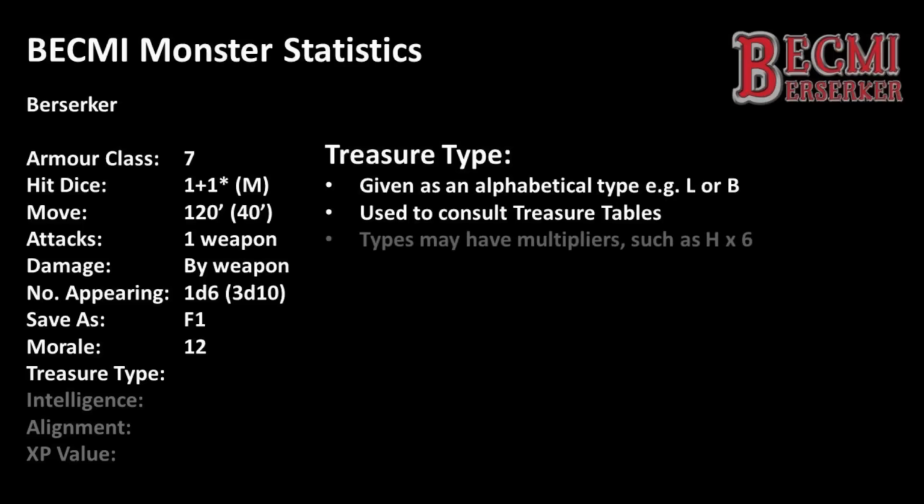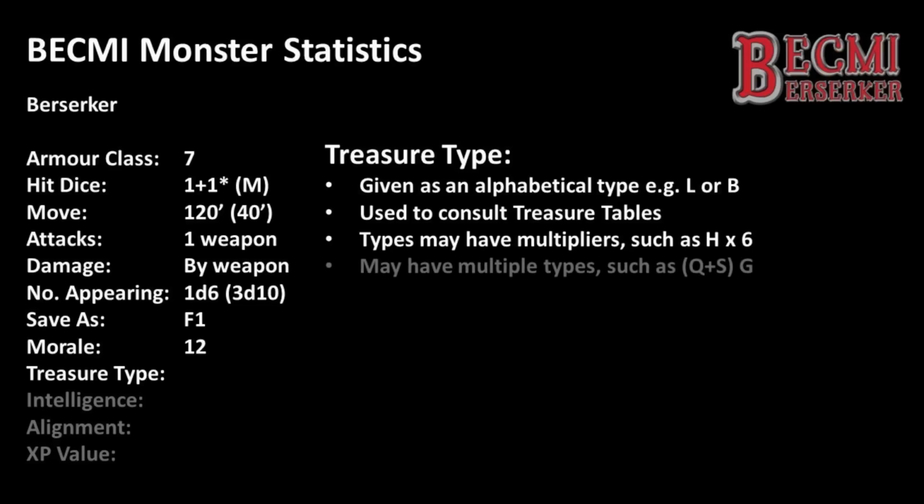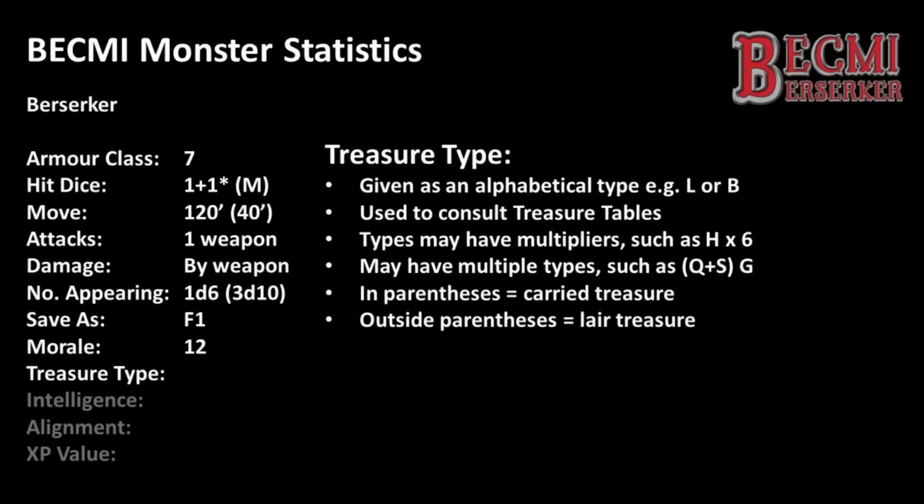A monster's treasure type is sometimes accompanied by a multiplier, obviously for when the creature usually has more treasure, or sometimes a monster has 2 types, with one of them being in parentheses and the other not. All this means is that the type in parentheses represents the amount of treasure a monster is carrying, and the type given outside parentheses is for when the monster is found in its lair. Therefore, where a monster is defeated determines the amount of treasure that a party may immediately find.